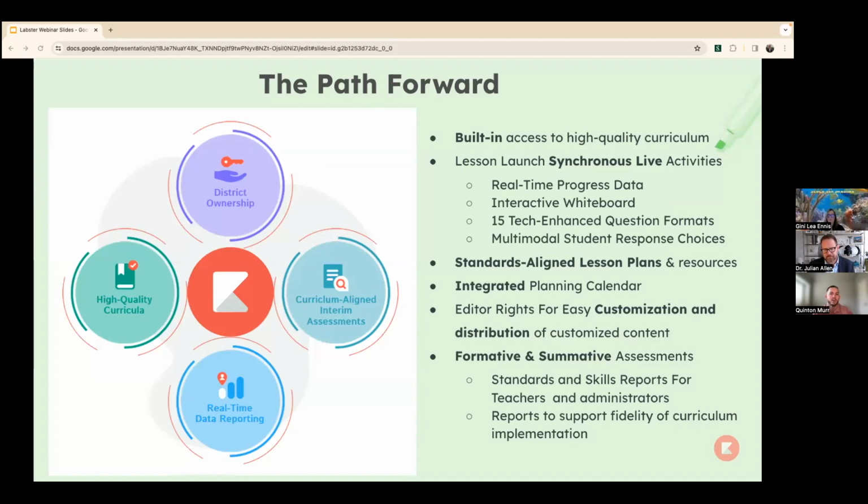And we recognize the importance of localizing the curriculum, empowering teachers and administrators to tailor it, so they can best suit their schools and their classrooms and their community. We truly believe that, and that's why we've developed our interactive digital teaching and learning environment that takes curriculum and really breathes life into it.